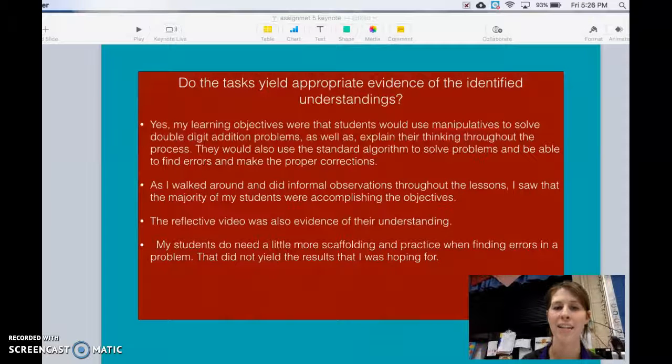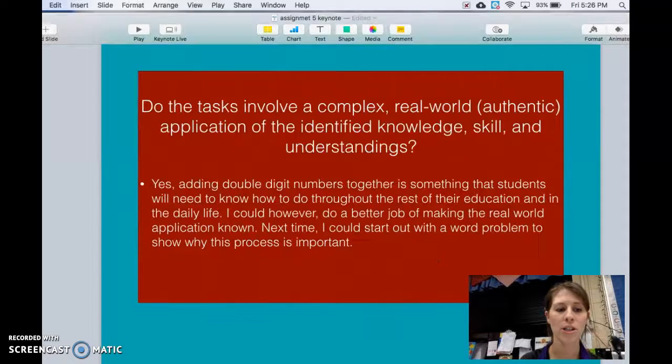The next question is, do the tasks involve a complex, real-world, or authentic application of the identified knowledge, skill, and understanding? I'd say yes. Adding double-digit numbers is something that students are going to need to know for the rest of their life throughout their education. I could, however, do a better job of making the real-world application known.